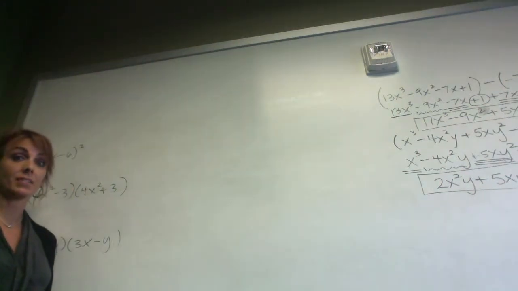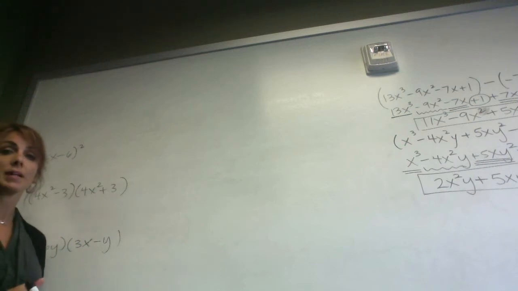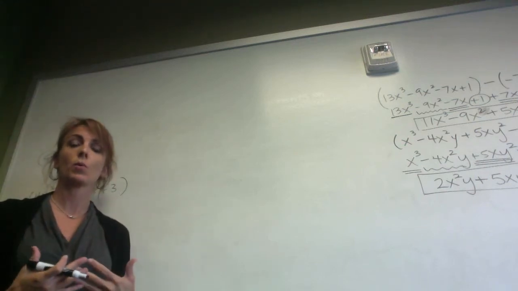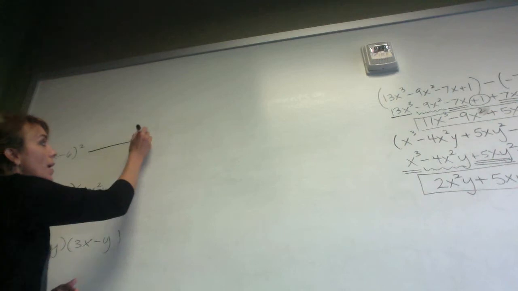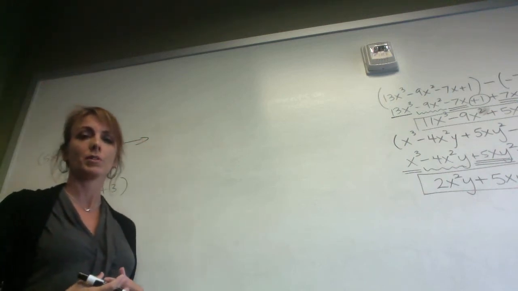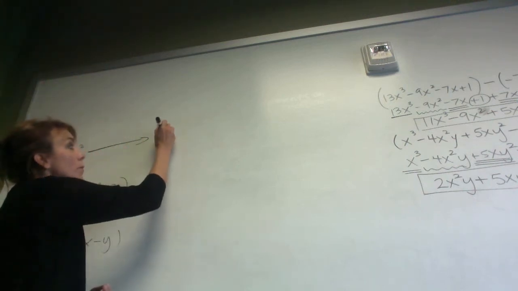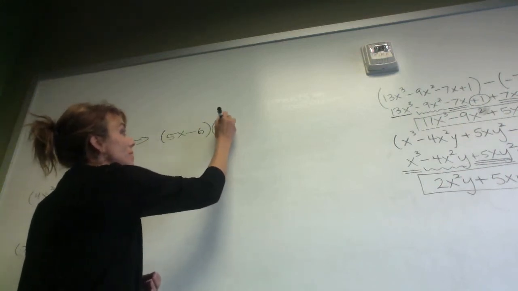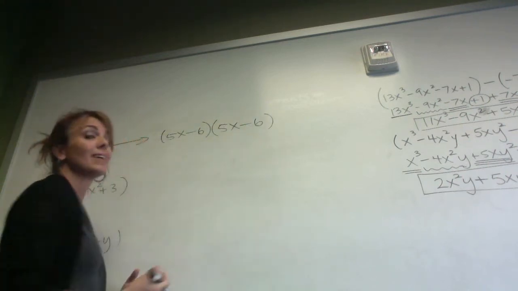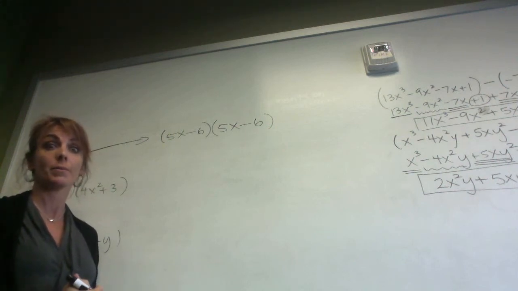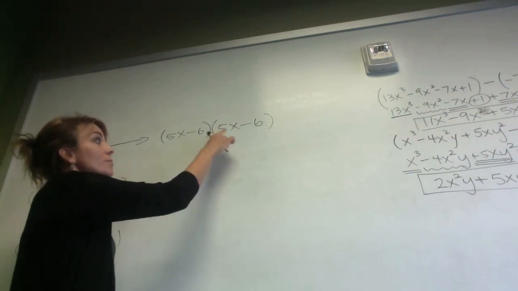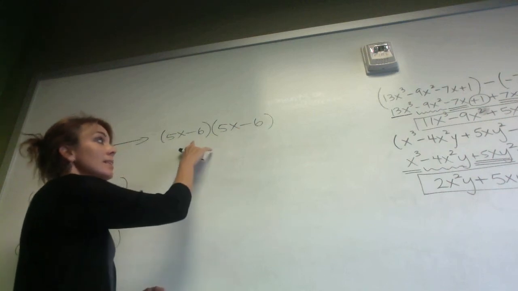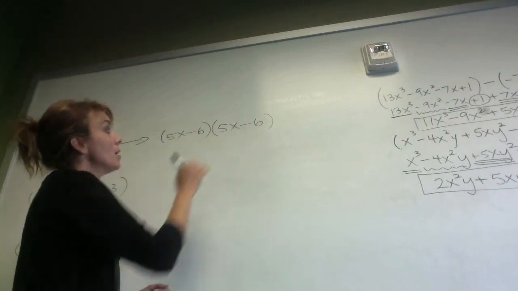Okay, for this next example, 5x minus 6, the quantity, is being squared. I have to remember that when I'm squaring something, I'm really multiplying it by itself. So what I really want to do is say 5x minus 6 times 5x minus 6, and then do the same thing as I did before. Take this 5x and multiply it to both terms, then take the negative 6 and multiply it to both terms.